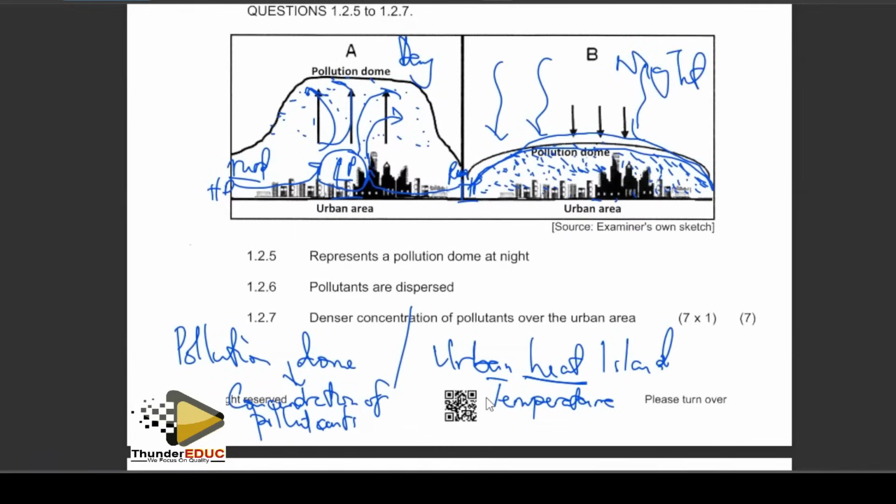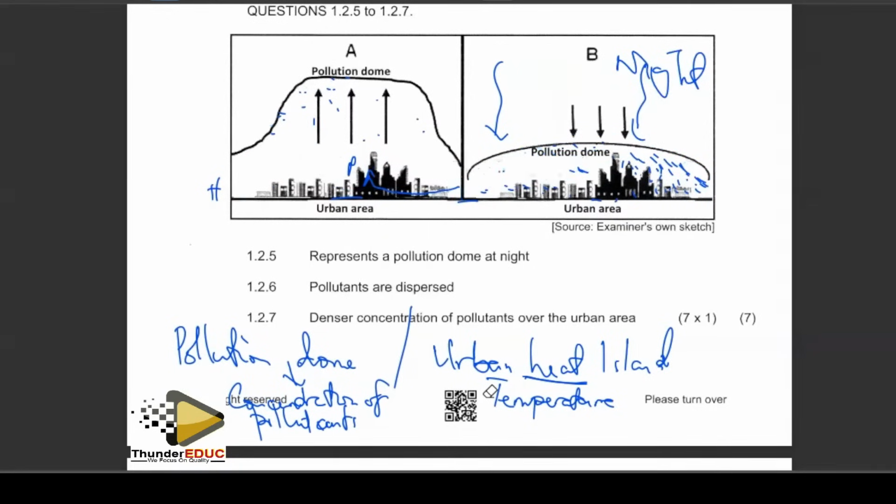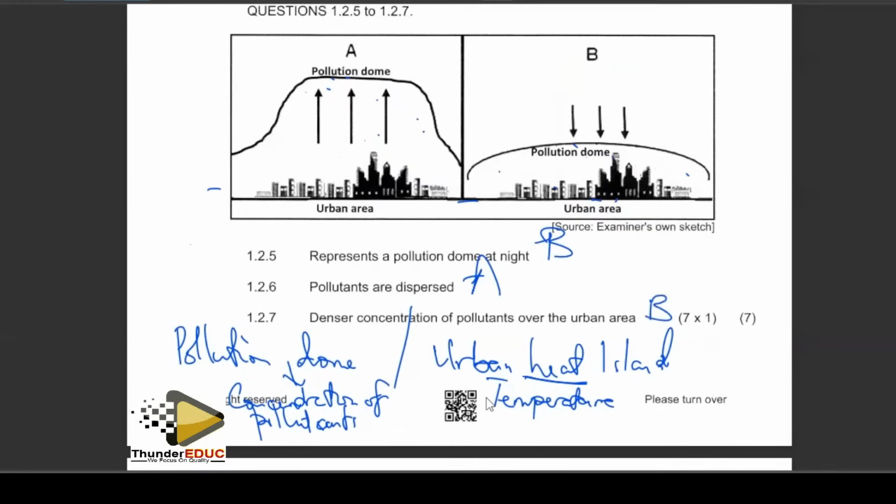Right, let's go to the questions and figure out the best possible response. Which sketch represents a pollution dome at night? I think the response is there. A pollution dome at night is the one indicated on B, like what is indicated here. The night situation is the situation at sketch B. So our response for this one is B. Pollutants are dispersed: that happens at A. We've talked about that. Denser concentration of pollutants over the urban area happens at B during the night. Those are the possible responses to the question. Let's move on to the next question.